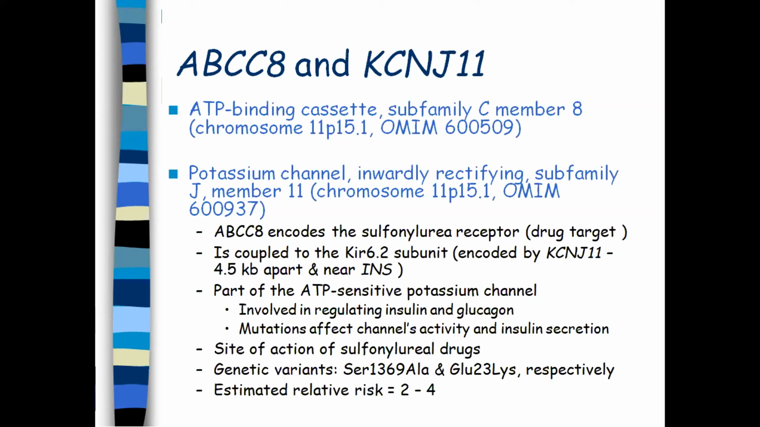And most of the time ABCC8 is the site of action of sulfonylurea, which is one of the oral hypoglycemic drugs. The genetic variants are serine 1369 alanine and glutamine 23 lysine respectively, and the relative risk is 2 to 4%. It means that with alteration in the gene sequence of ABCC8 and KCNJ11, the relative risk is around 2 to 4%. It is very less. Most of the time, the alteration in the gene sequence is very occasional.